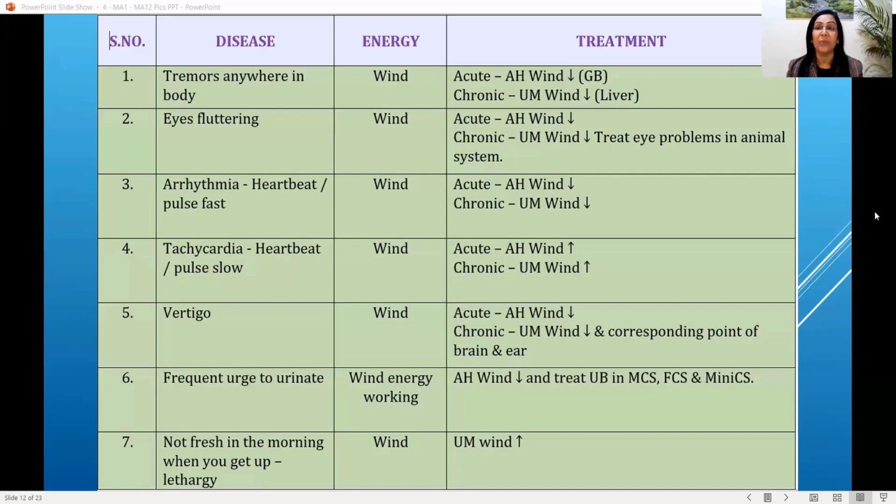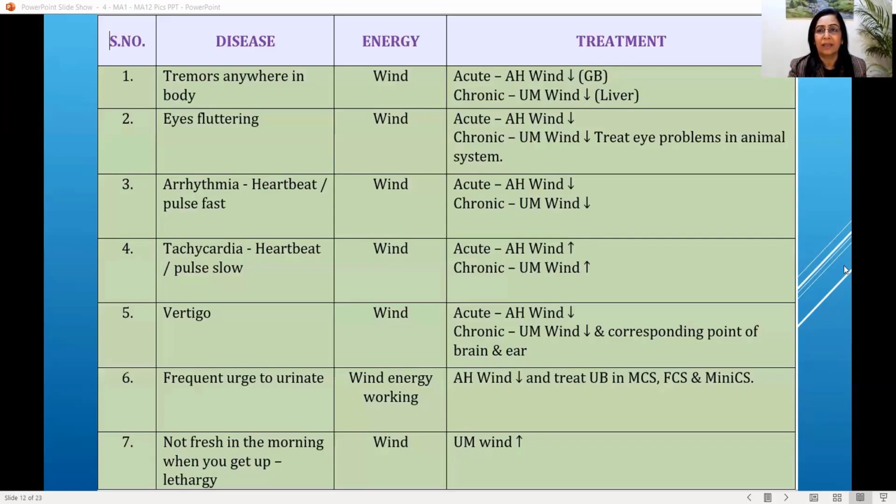Then if a person gets up in the morning and is not feeling fresh, when you get up and you are lethargic, as soon as you wake up you don't feel fresh, you don't feel like getting up, that means your liver is not functioning properly. This is also a movement problem and a liver problem. So we will treat the wind energy only, because wind is liver. We have to tonify the liver. So the liver meridian has to be tonified in this case.